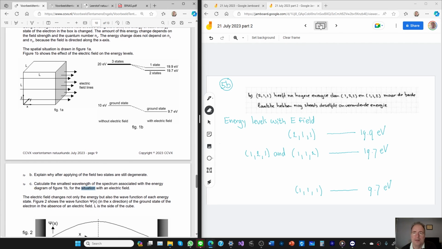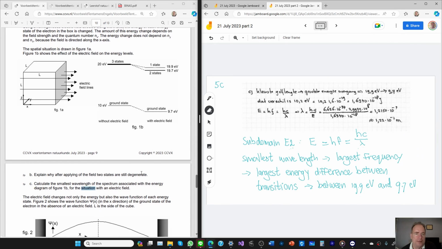Okay, so the smallest wavelength, what does that mean? It means the highest frequency. And what does largest frequency mean? It means the largest energy difference. So basically, the larger the energy, the larger the frequency, the smaller the wavelength. And they want the smallest wavelength, so we need to find the largest energy difference.